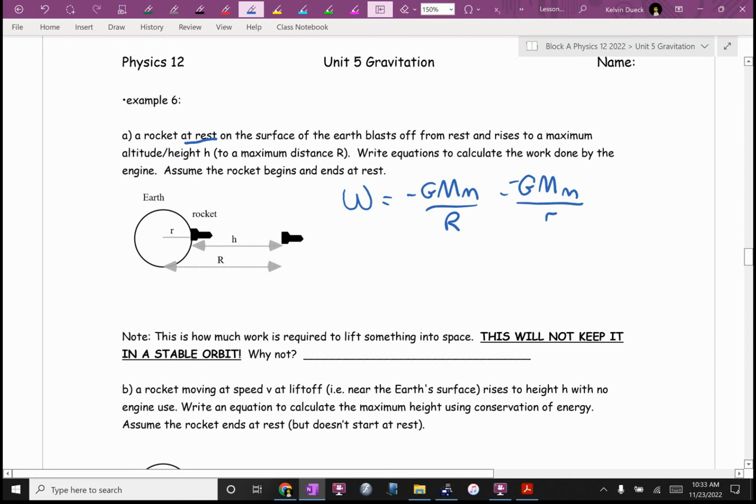Would this rocket stay in space once we shut the engines off? Why won't it? Why will it come crashing back down to the Earth? What do we need to do to put it into a stable orbit? Not just give it potential energy, but give it what kind of energy? We would have to then turn it sideways and fire the jets for a while. So this is how much work required to lift something up into space. This will not keep it in a stable orbit. Why? Because the orbital speed is 0. That won't get you there. Right, Alex?